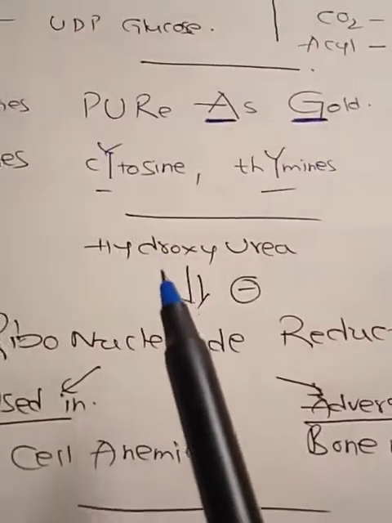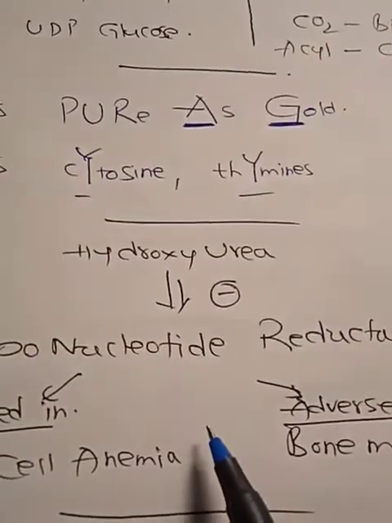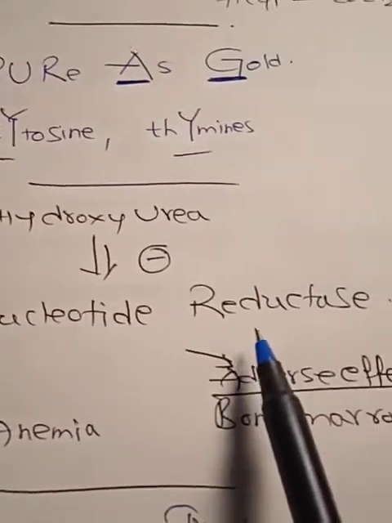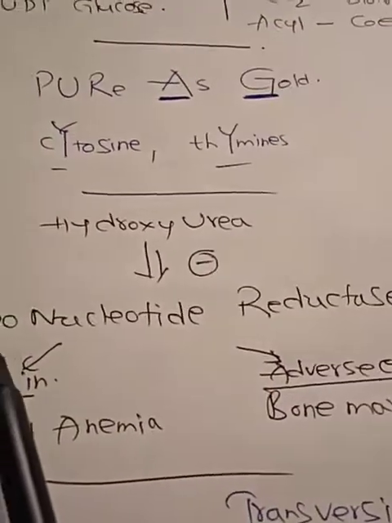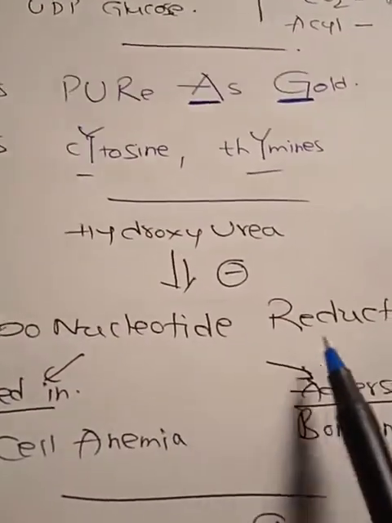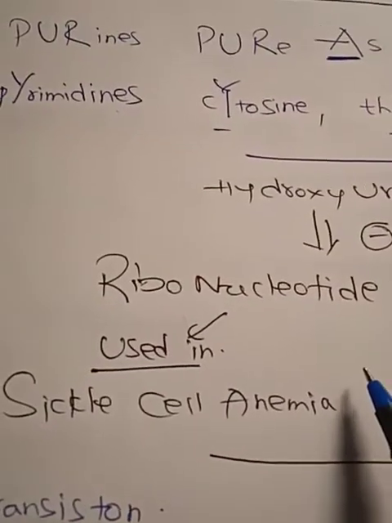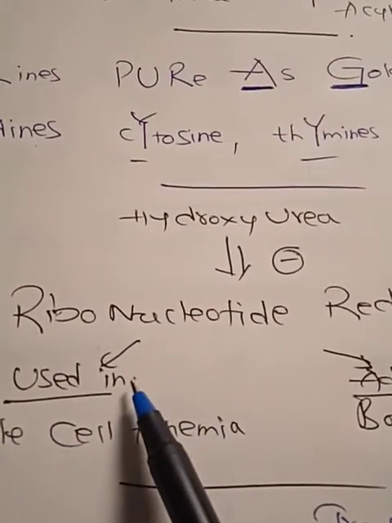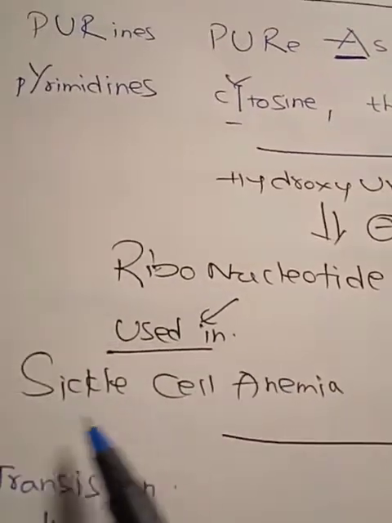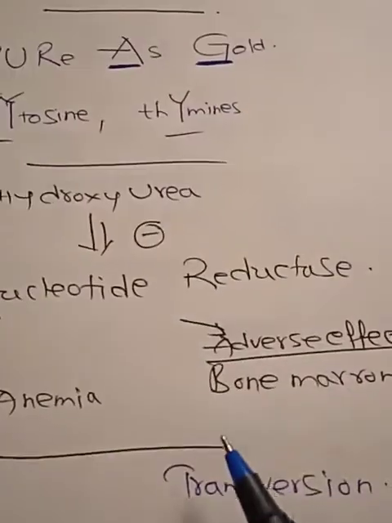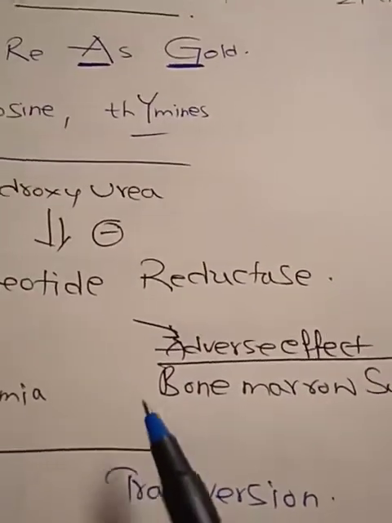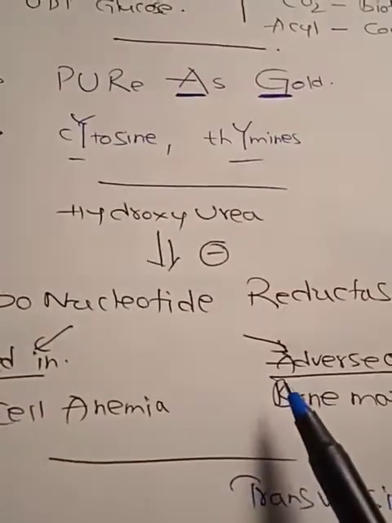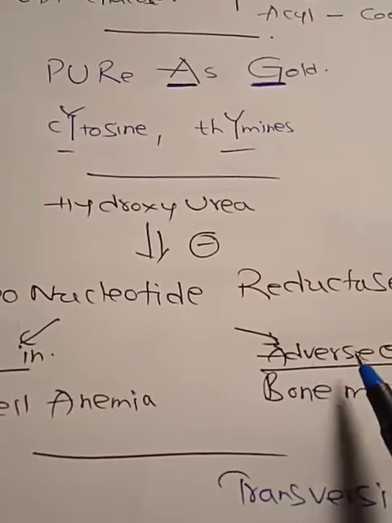Then a word about hydroxyurea. Hydroxyurea inhibits ribonucleotide reductase. What is that enzyme? Ribonucleotide reductase. That is the reason it will inhibit the DNA biosynthesis. That's the reason it is used in sickle cell anemia. But it also causes bone marrow suppression because of its ability to inhibit the nucleotide biosynthesis.